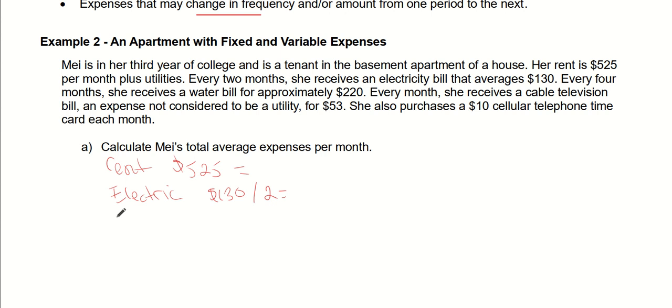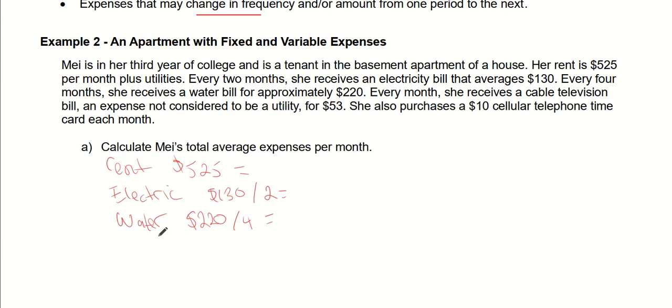We have the water bill, and that is approximately $220, and we receive that water bill every 4 months. So we can divide that by 4 to figure out what the monthly water bill is. Again, we're dividing this by 2 to get the monthly electric bill because this is every 2 months. So what else do we have?